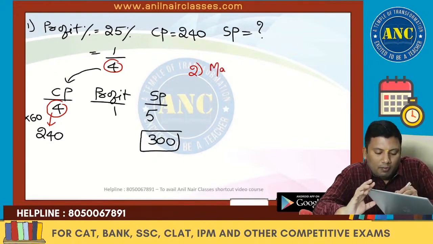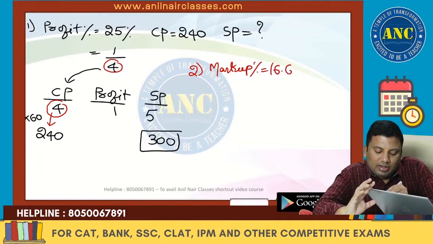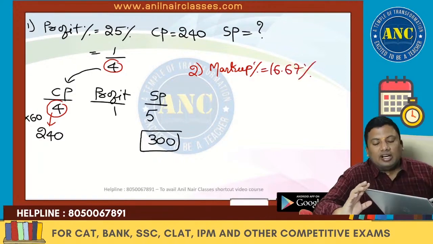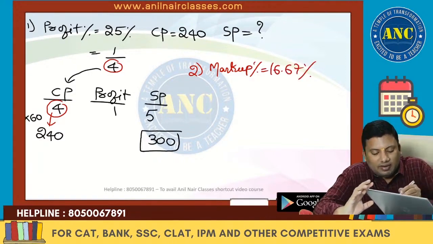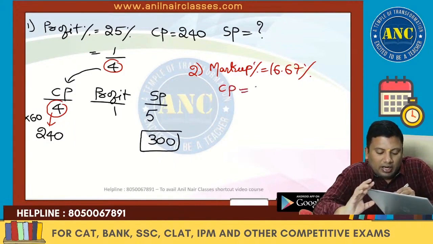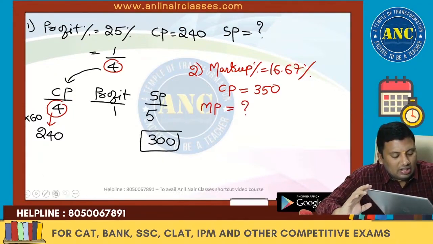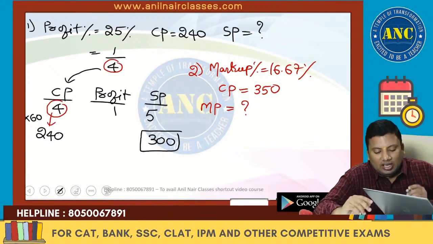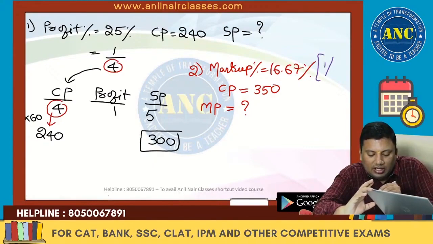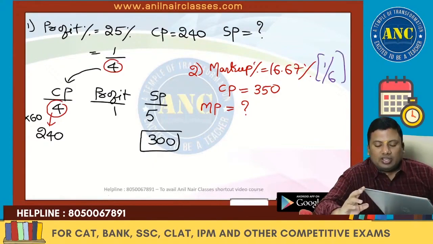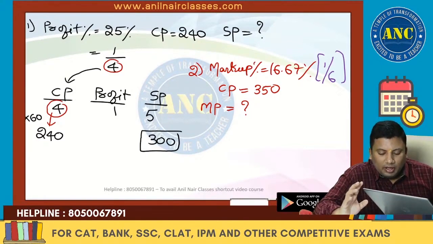Second question. Markup percentage. The idea remains the same. That is the beauty of theme-based learning. Markup percentage is 16.67%. Cost price is 350. What is the market price? 16.67% is nothing but 1 by 6.